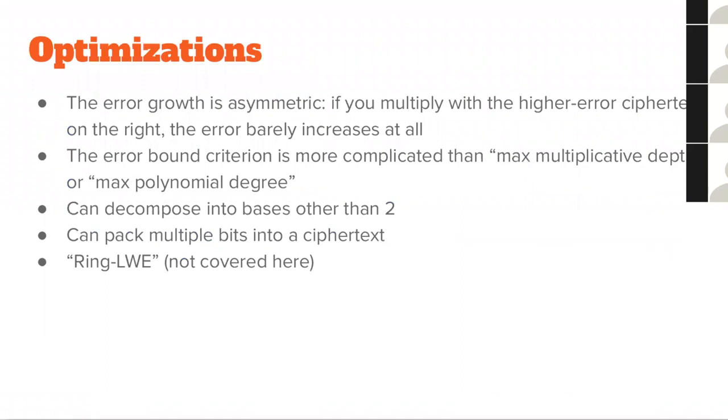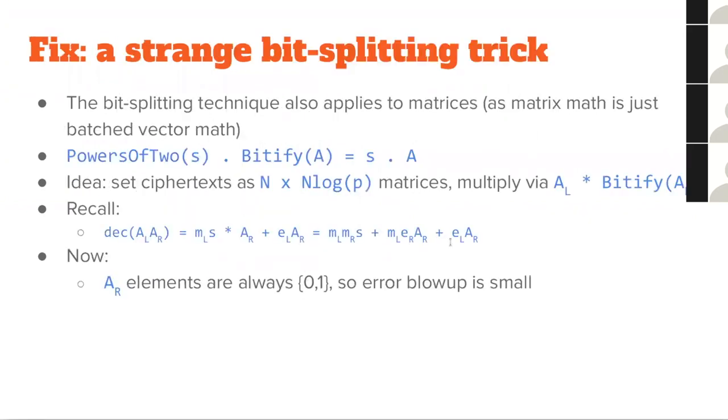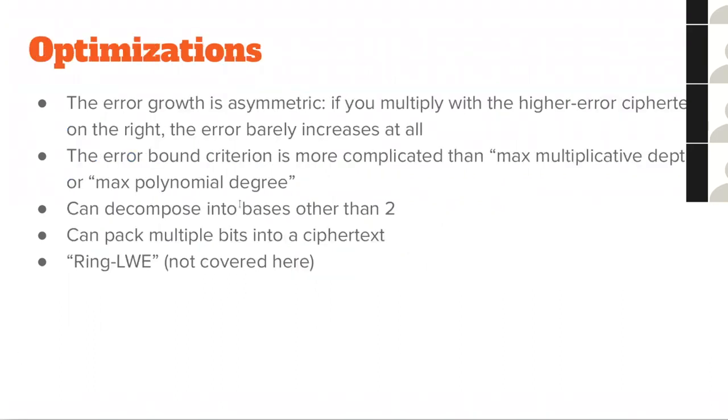So optimizations. There's a bunch of ways to optimize this. First of all, you might notice that one of the really interesting properties of matrix FHE is that the error growth is asymmetric. Here you're multiplying by AR, and here you have just EL. Here you have ER being multiplied by a message, and you have this interesting property that if you have a ciphertext on the right that has a higher error, then the error actually barely increases at all.